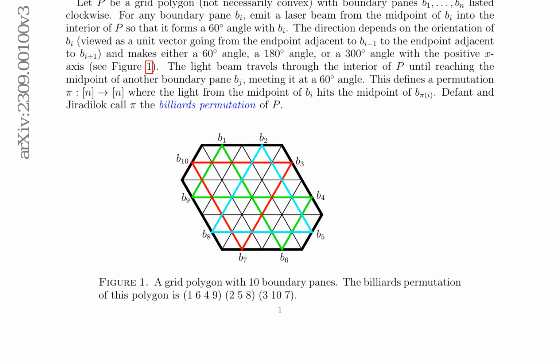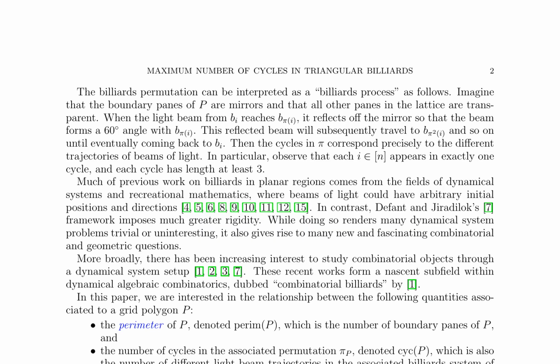The authors prove the sharp inequality cyc(P) is less than or equal to (perim(P) + 2)/4, resolving a conjecture by Defant and Jiradilok. The billiards permutation can be viewed as a billiards process, where light beams reflect off mirrors forming a 60-degree angle. Each cycle corresponds to different beam trajectories, with each pane appearing in exactly one cycle and each cycle having a length of at least 3.